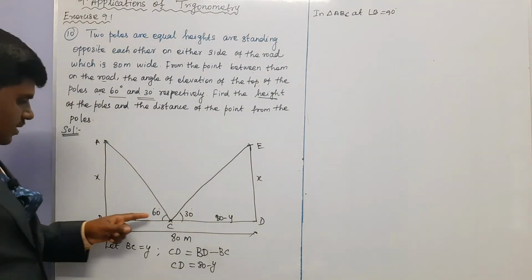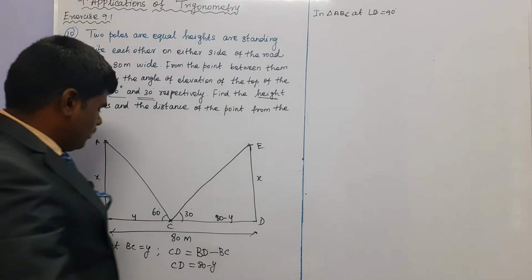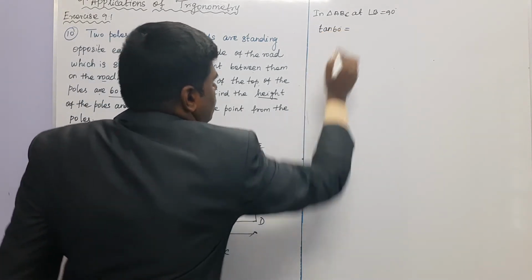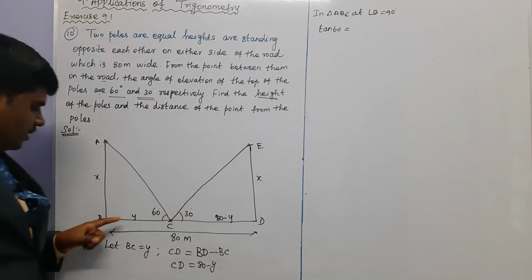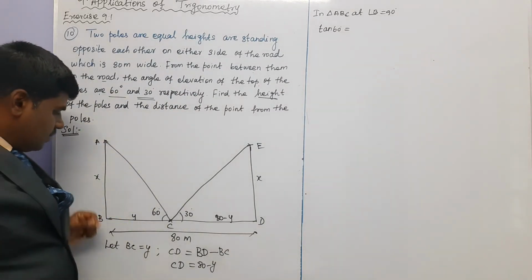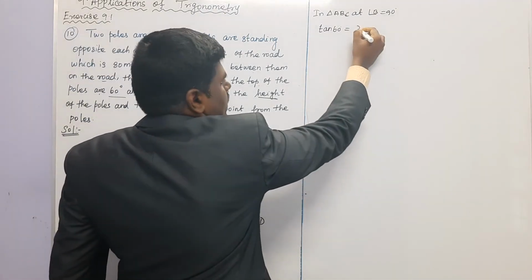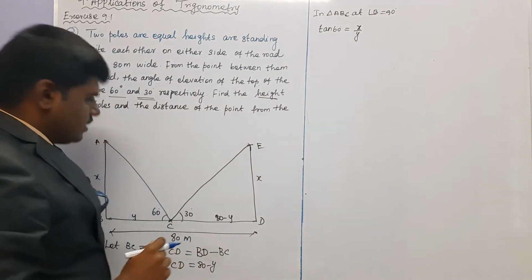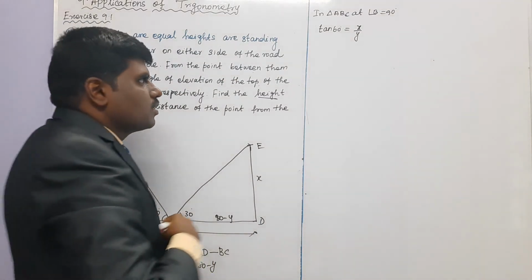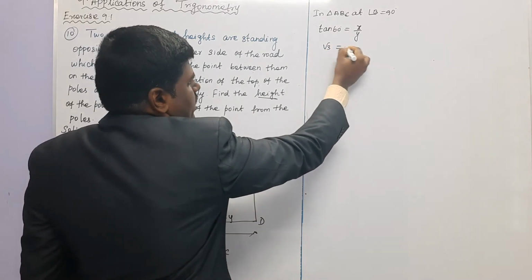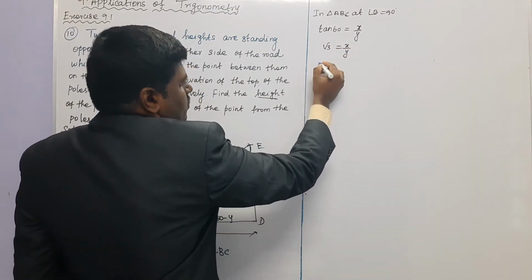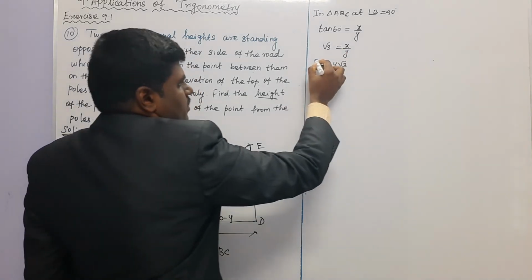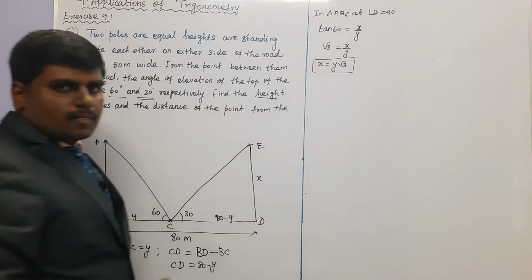In the same way, we use the tan 60 degree formula. Tan 60 degree is equal to, what is the formula? Opposite side by adjacent side. What is the opposite side? Here x, over here x divided by y. The value of tan 60 degree is equal to root 3. So root 3 equals x divided by y. What is the conclusion? x is equal to y root 3. That is the first equation.